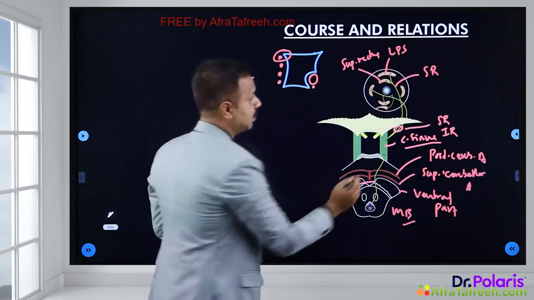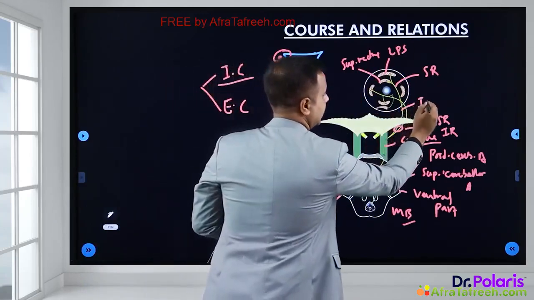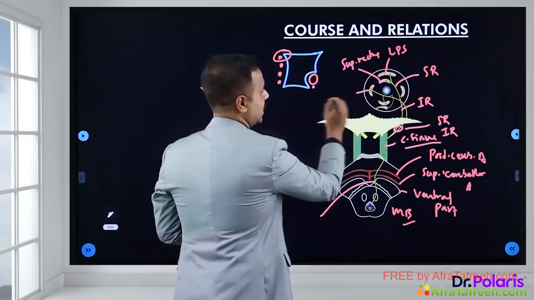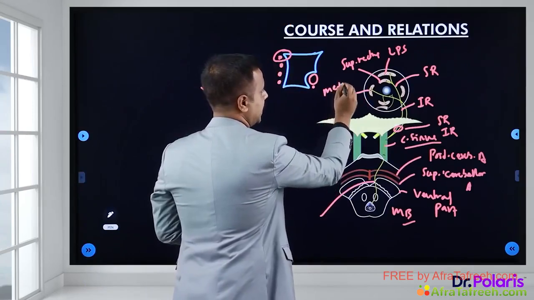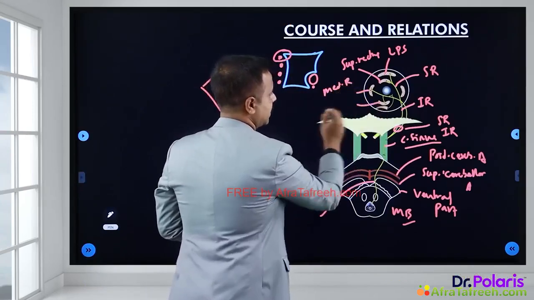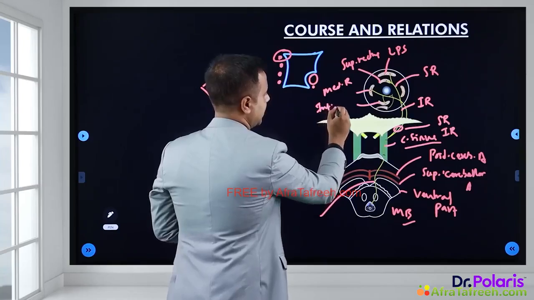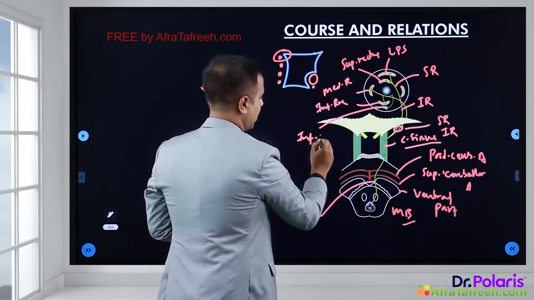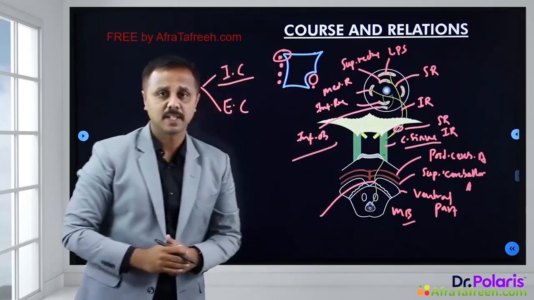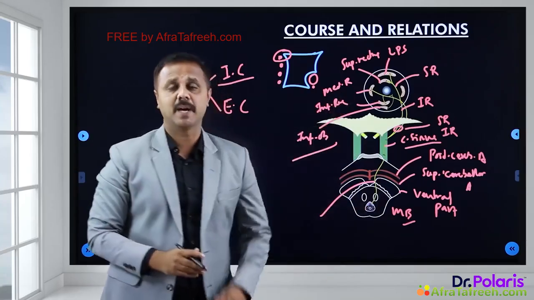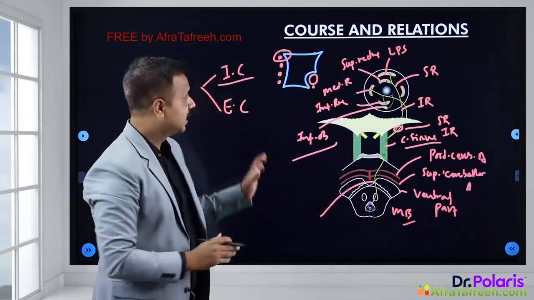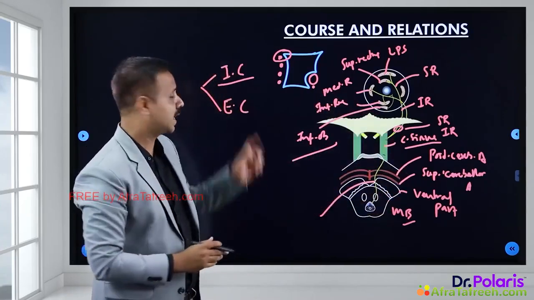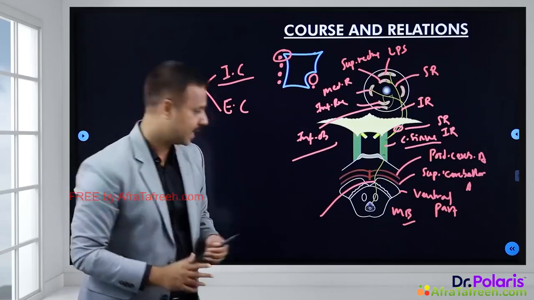Then, when we come to the inferior ramus, this is the inferior ramus. The inferior ramus will supply, what is this? This is the medial rectus muscle. This is the inferior rectus and this is the inferior oblique. So, these are the muscles supplied by the inferior ramus. This is regarding the course and relations of the oculomotor nerve. So, remember under these headings.